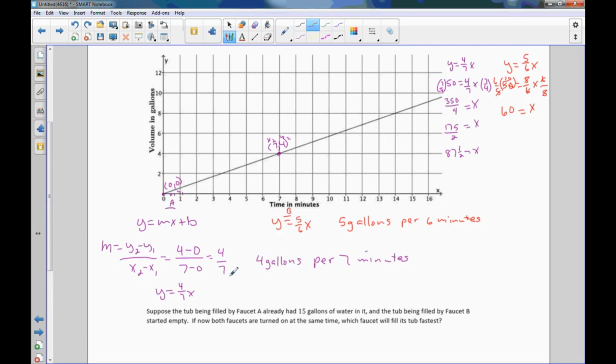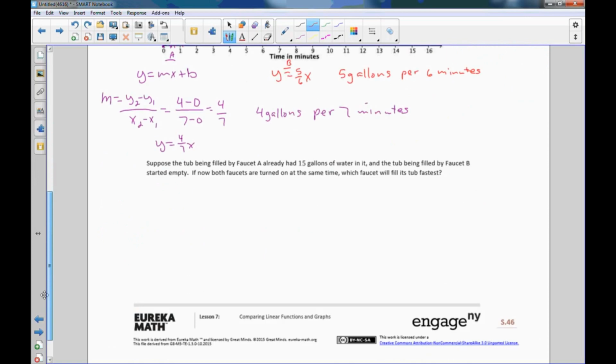Now it says, suppose the tub being filled by faucet A already has 15 gallons of water in it, and the tub being filled by faucet B started empty. If now both faucets are turned on at the same time, which faucet will fill its tub fastest? So now we're doing the same thing as here, but we're adding 15 gallons to my faucet A formula.